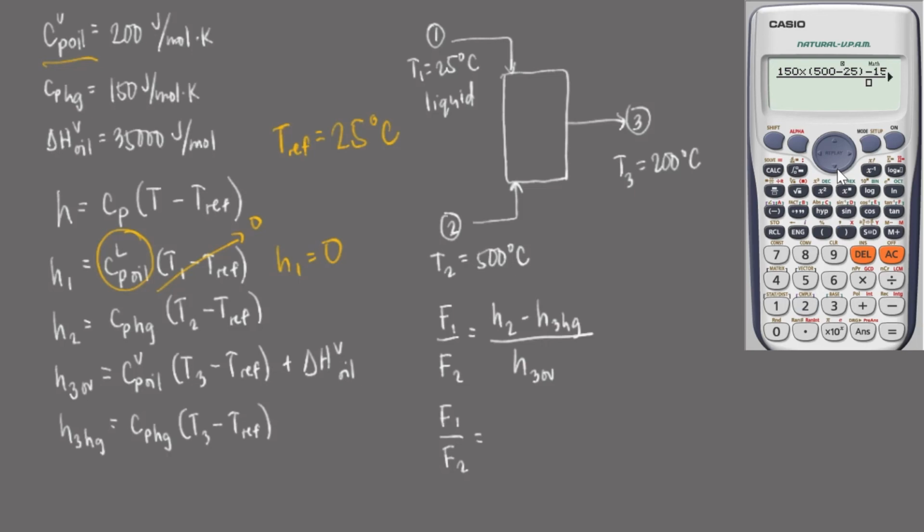In the denominator, we simply have H3 of the oil vapor. The Cp of the oil vapor is 200 joules per mole per Kelvin, multiplied by T3, 200, minus reference temperature, 25, plus the enthalpy of vaporization of oil, 35,000 joules per mole. Our ratio is 0.643.